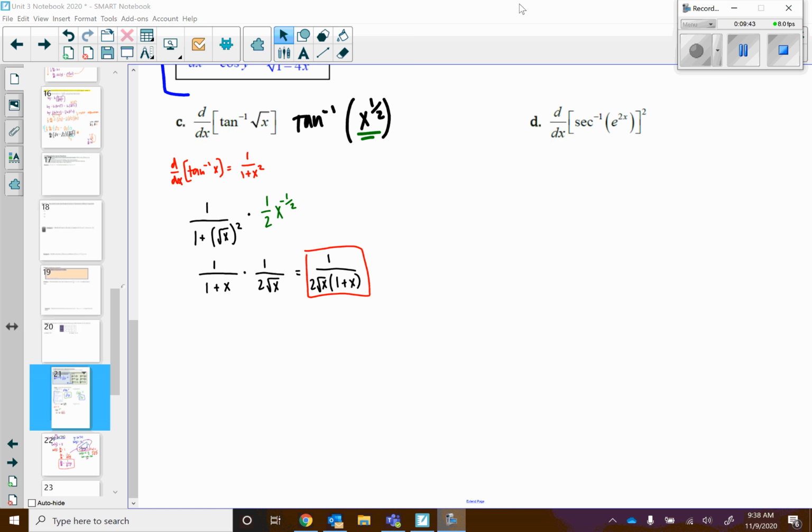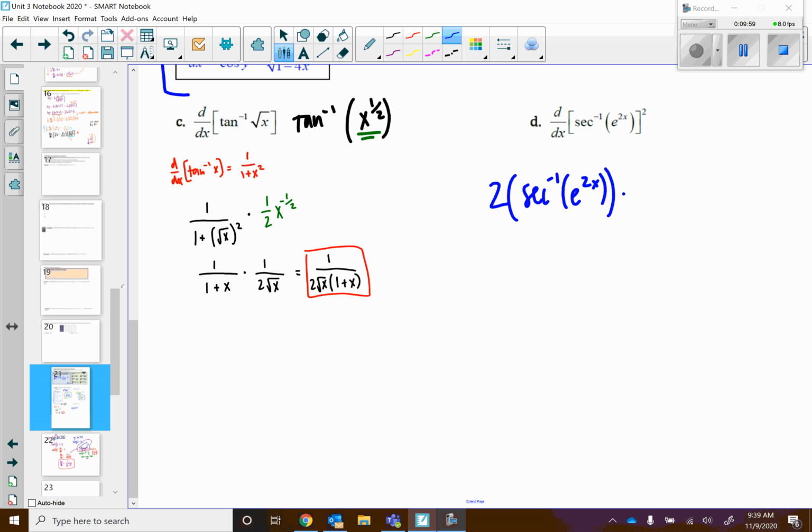And for D, we have a double chain rule here. So let's consider the derivative of the outside thing would be 2 times whatever the inside is, secant inverse of e to the 2x, times the derivative of the inside. Okay, so now this is using inverse trig derivatives. So the derivative of secant inverse is 1 over the absolute value of whatever x is, e to the 2x, times the square root of whatever x is, e to the 2x squared minus 1.